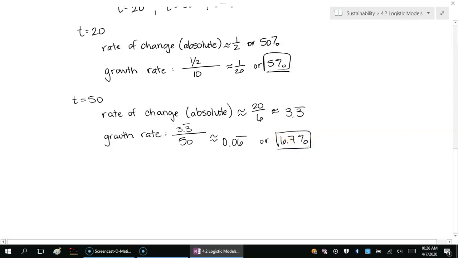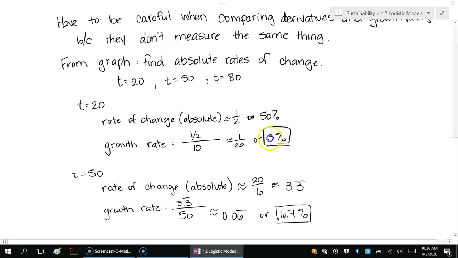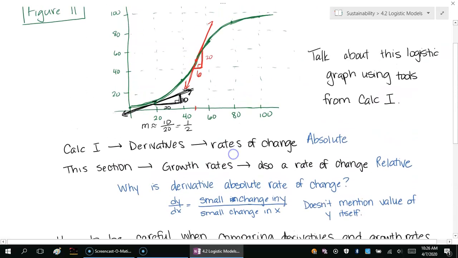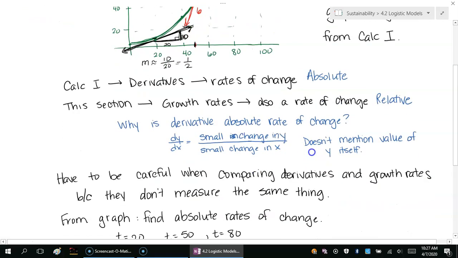Which is actually good, because what I should be getting is that for the first half of my graph, even though the absolute rates of change are changing quite a lot, the derivative starts out really small and then is going to get bigger, the growth rate for the first half should be similar to the growth rate of an exponential function. So it should be pretty much constant until I hit this midpoint, and then it's going to start decreasing.